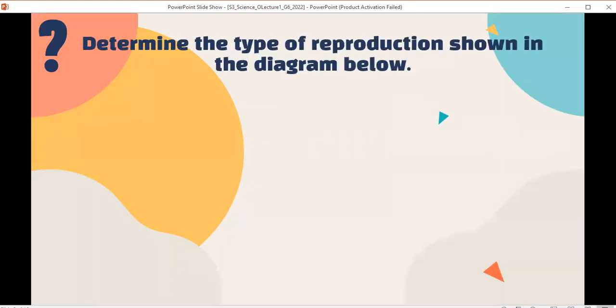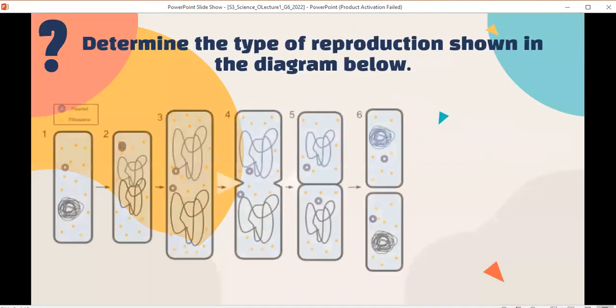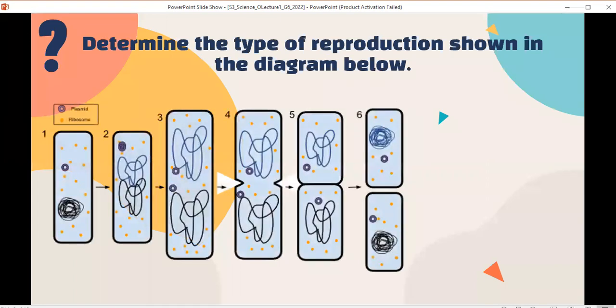Okay, let's go for some questions before we start our new lesson. What type of reproduction is this? What is the mode of reproduction represented in this diagram? I'll give you some time to answer.